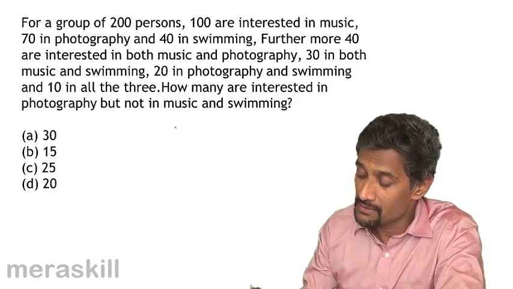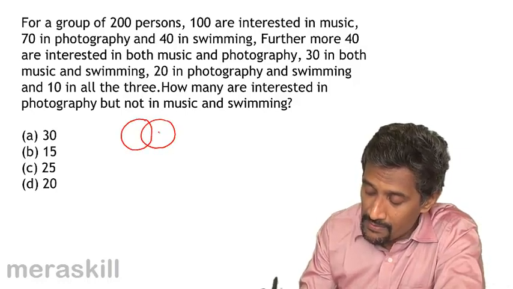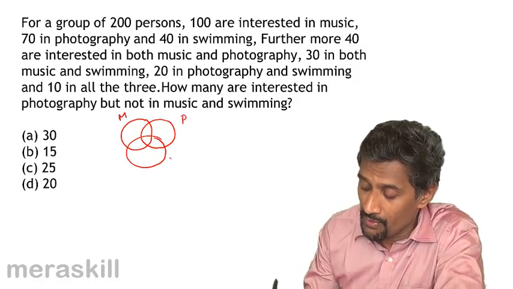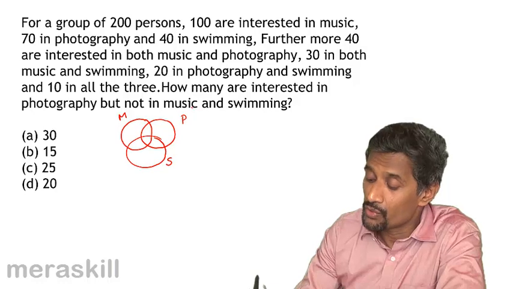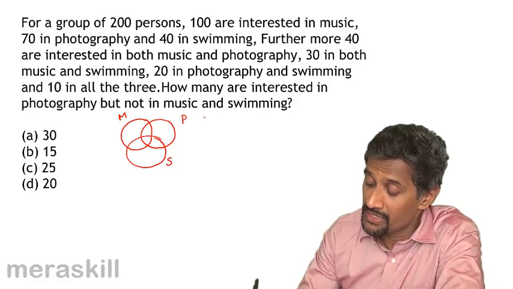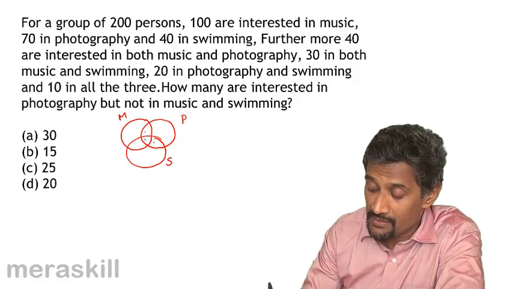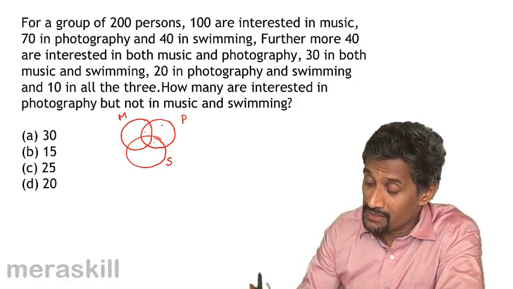So this again is concerned with 3 sets. Let's see. We have 3 cases. We have music, we have photography, we have swimming. So there are 200 people, 100 are interested in music, 70 in photography and 40 in swimming. Furthermore, we have been asked how many are interested in photography but not in music and swimming. So our target is this. Hence, we need to find this and subtract it from P. So we need to first find M intersection P.